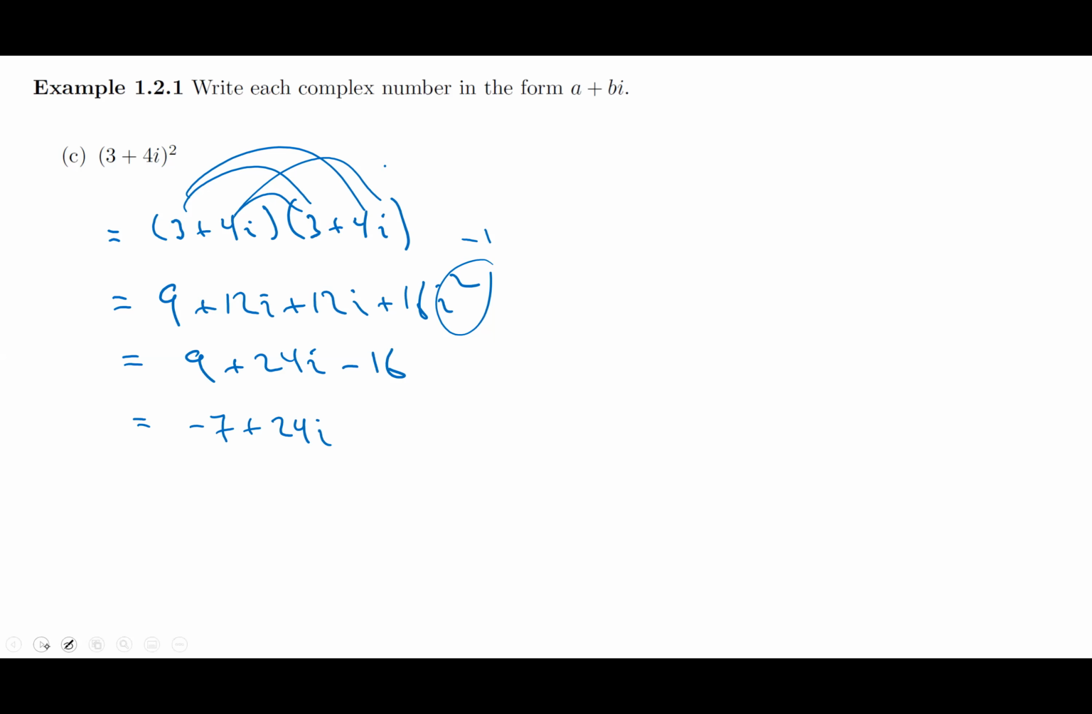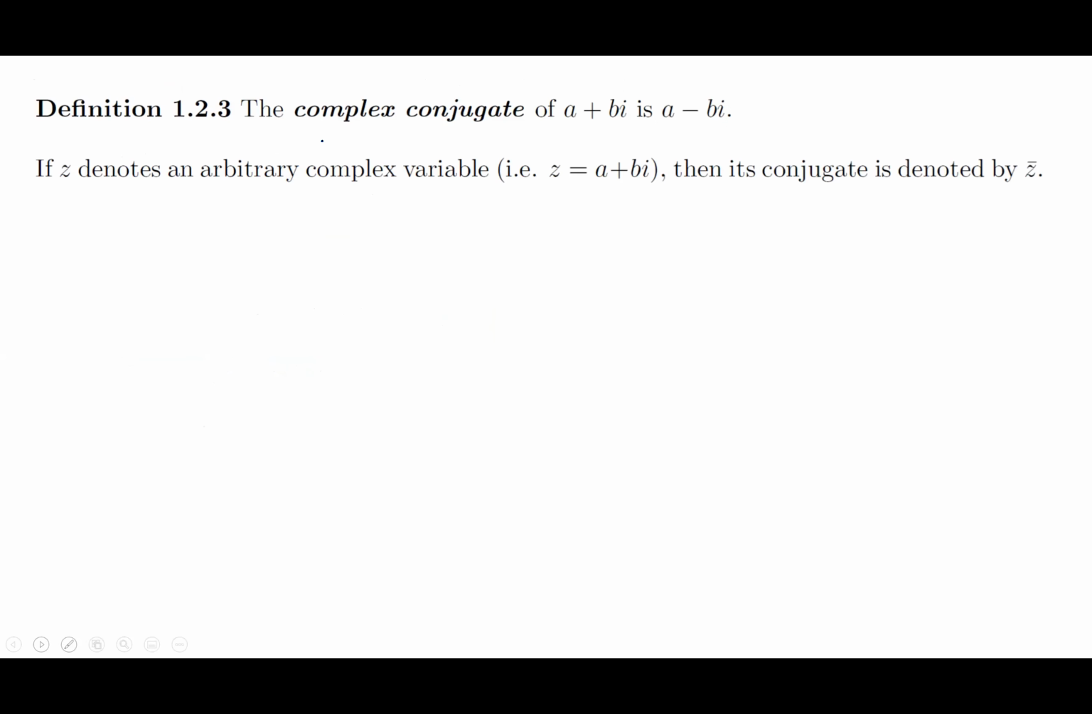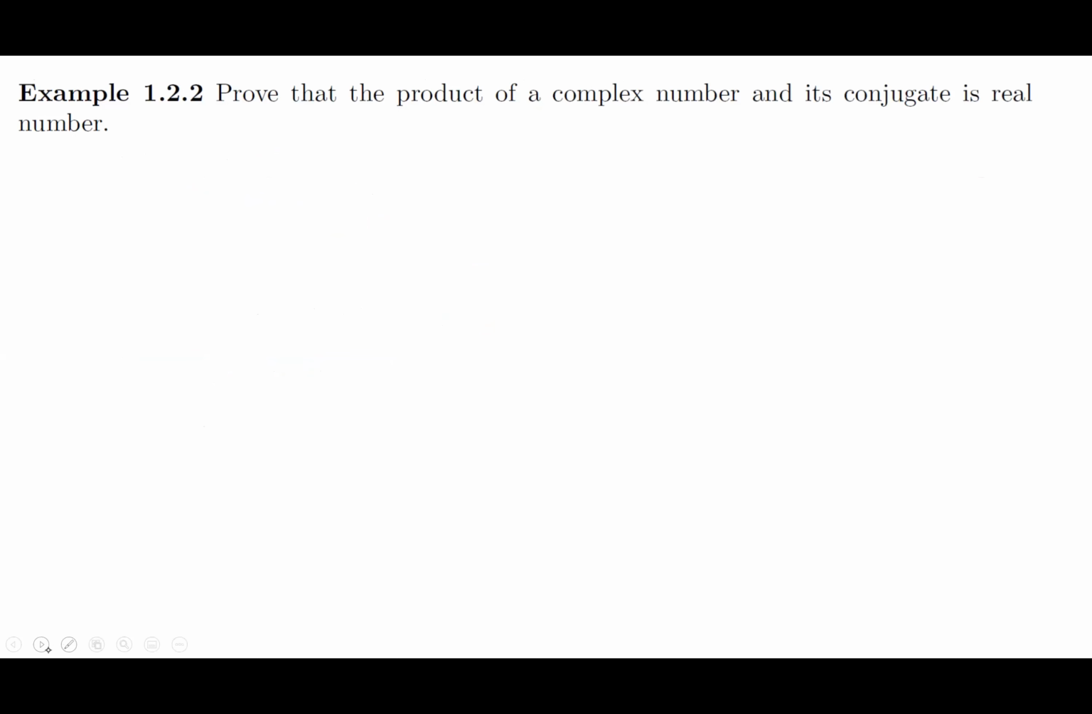Well, we took advantage of something interesting. We took advantage of what's known as the complex conjugate. The complex conjugate of a plus bi is a minus bi. In other words, the imaginary part just has the opposite sign. If I'm letting z be a complex variable, then the conjugate is z bar, a z with a bar on the top, okay? And what I want to do is prove that the product of a complex number and its conjugate is a real number. So watch how this works.